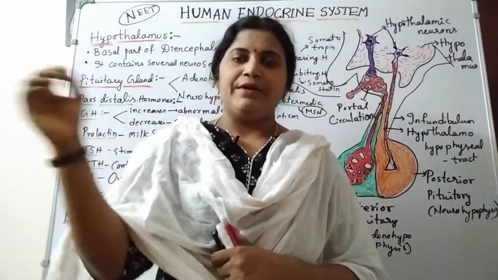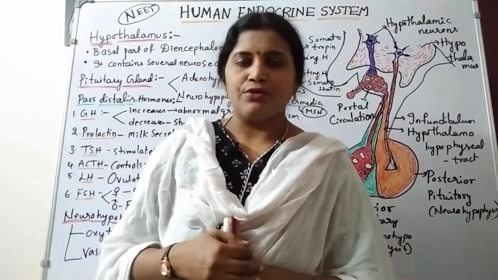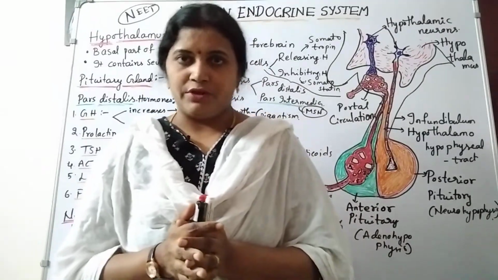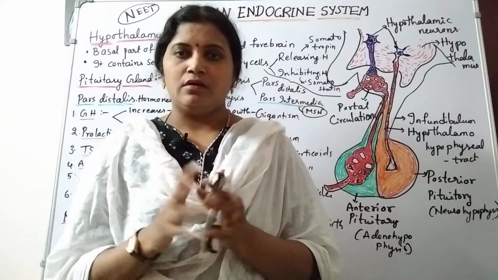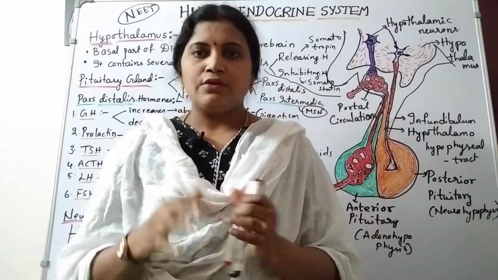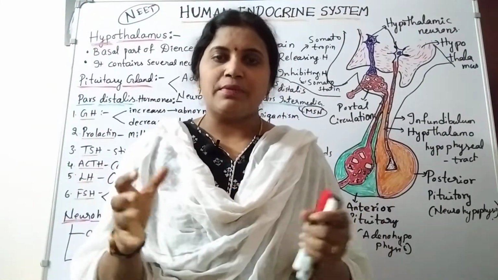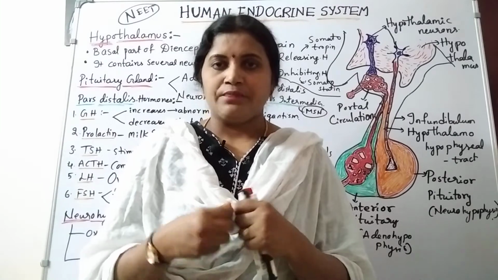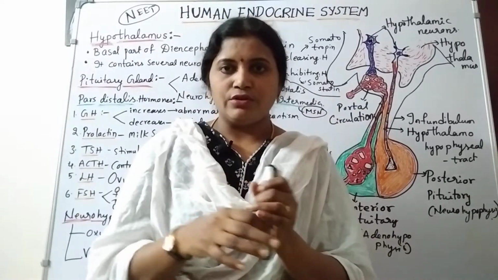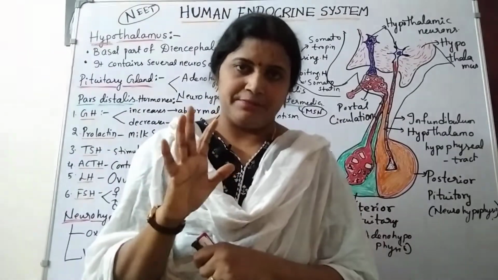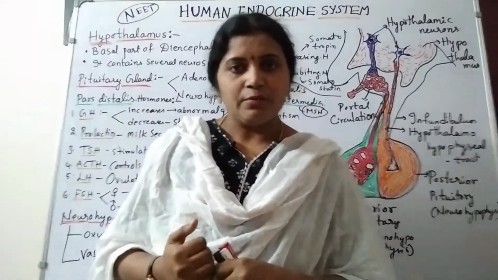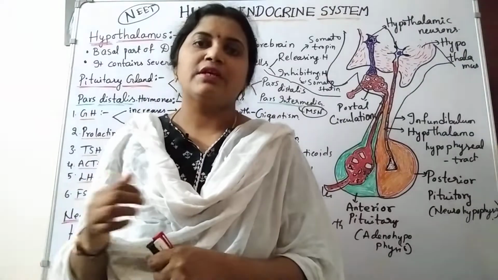So what is the endocrine system? See, normally we have two kinds of coordination in our body. One is neural coordination, another one is chemical coordination. In neural coordination we can't accomplish all our body functions. Neural functions are going to be regulated for only a short period of time, but our body needs continuous regulation and coordination.